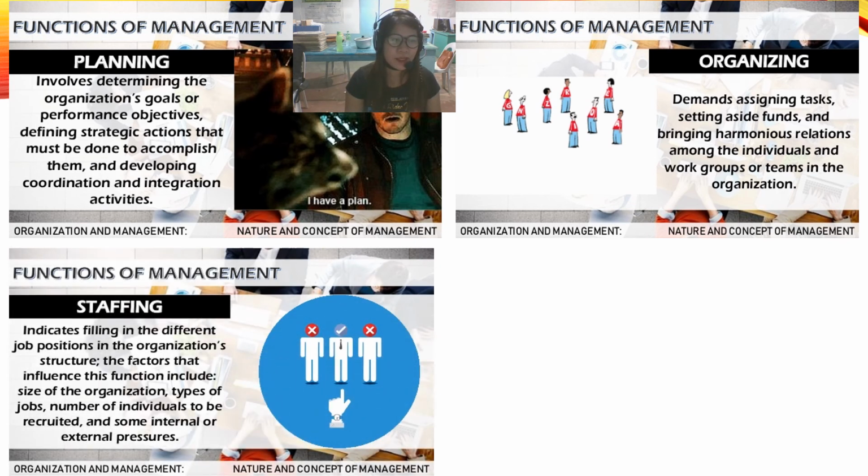Next, we have staffing. Staffing indicates filling in the different job positions in the organization structure. The factors that influence these functions include size of organizations, types of job, number of individuals to be recruited, and some internal or external pressures. So, staffing as a manager, kailangan mong kilalanin ang iyong mga tauhan kung ano ang kanilang mga posisyon sa organization.